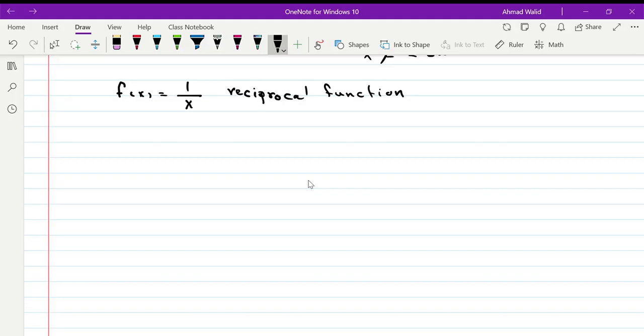Let's try to graph this function. But before graphing, what is the domain of this function? At least we know the domain. X cannot take what? 0. It means your domain is from negative infinity to 0, union 0 to infinity, correct? Let's actually graph this function using a table of values, correct?